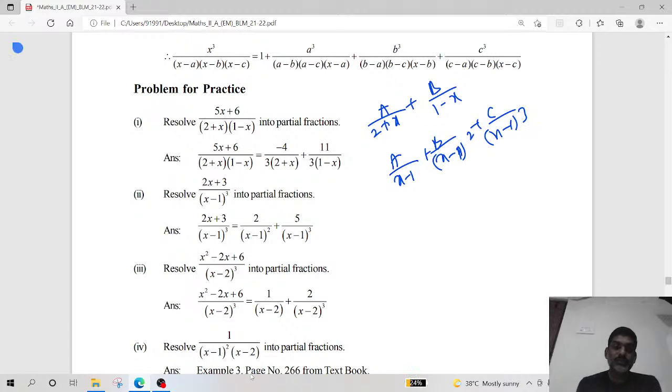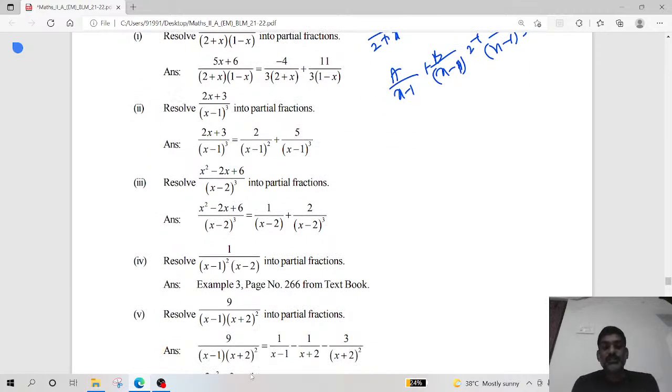Next, question number 3. x square minus 2x plus 6. This is also the same set. A by x square minus 2x plus 6. If any factorization is possible, then factorize it, or else do it directly. x square minus 2x, sum is minus 2 and the product is 6. 2 3 is 6. No, so do it directly now.